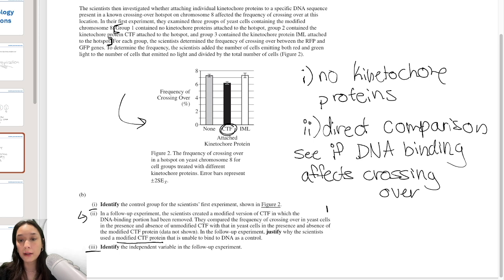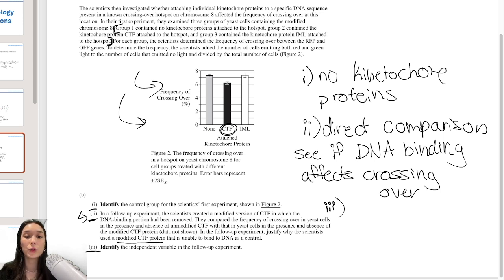Okay. And then 3 is asking again the independent variable in the follow-up experiment. So the independent variable of the follow-up experiment. So make sure you're not doing the independent variable of this one over here. This is our follow-up experiment. So for this one, you're taking modified CTF protein without DNA binding and then regular CTF protein, and you're looking at frequency of crossing over.